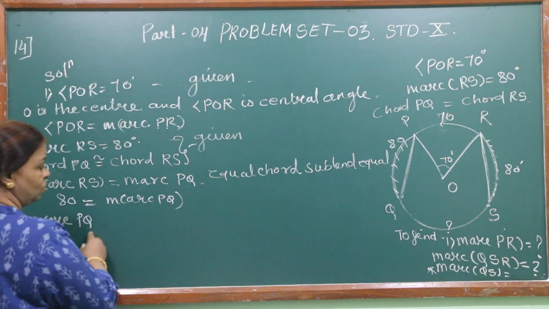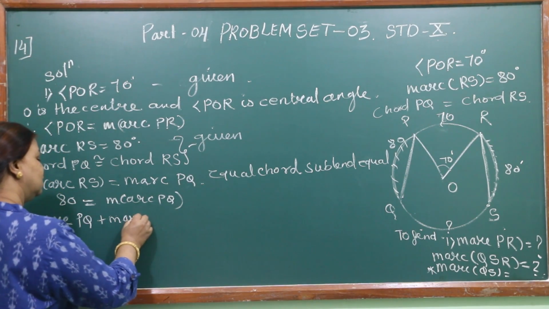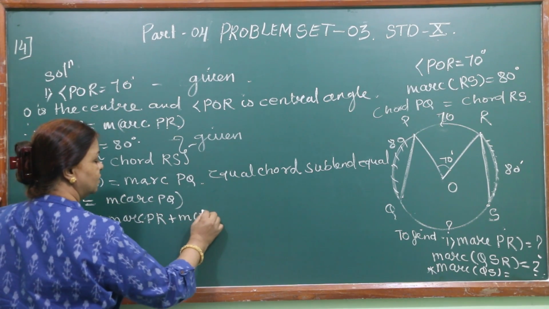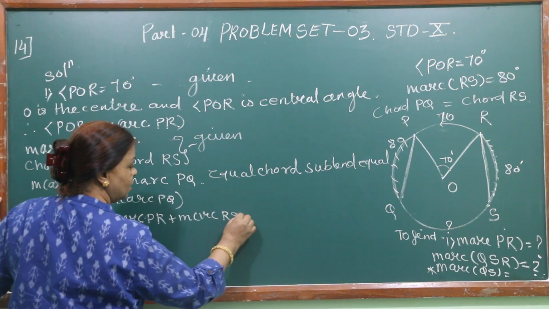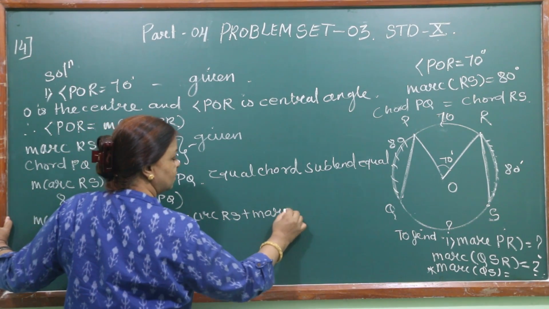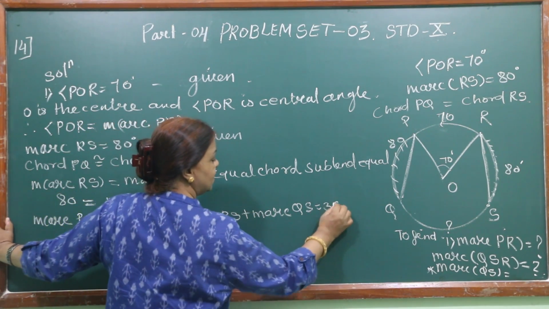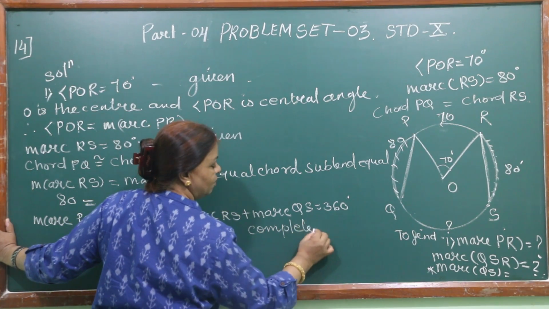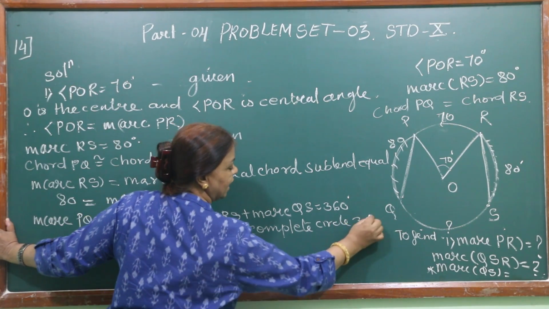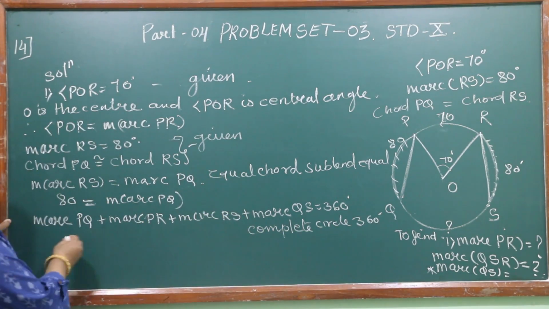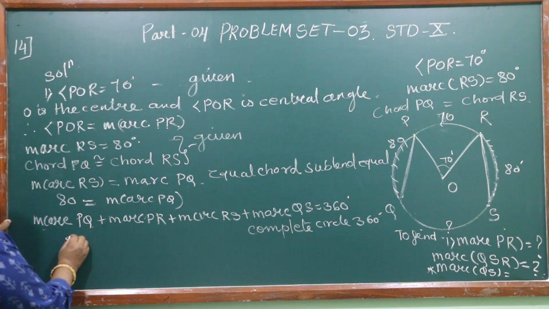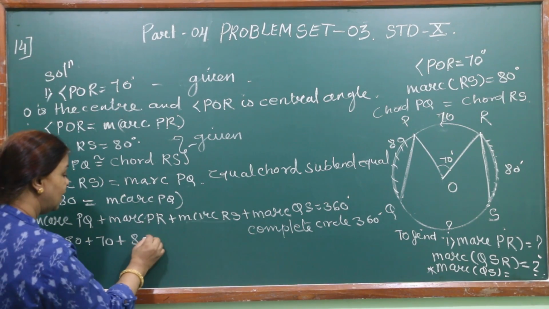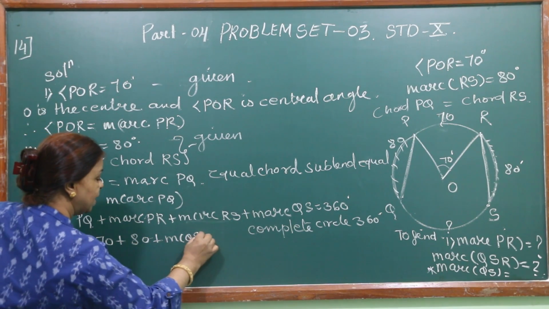So measure arc PQ plus measure arc PR plus measure arc RS plus measure arc QS is equal to 360 degrees. The complete circle is how much? 360 degrees, children. And now PQ is 80, PR is 70, RS is again 80, plus measure arc QS is equal to 360.